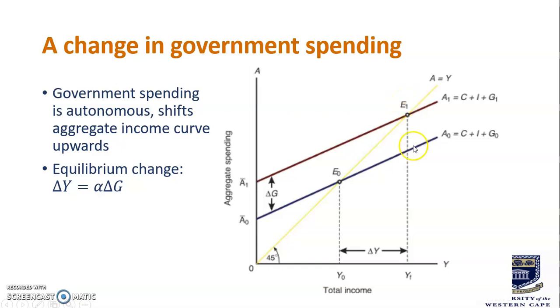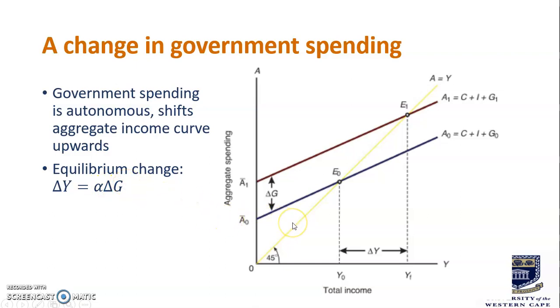Of course, we can see that at this new level we have a higher income level because of the increase in government expenditure, and we also have an increase in induced consumption. So now we can see that the increase in income is equal to the increase in government expenditure, but through the multiplier. That's why we have alpha here, change in government spending. So change in Y is equal to alpha times change in G.